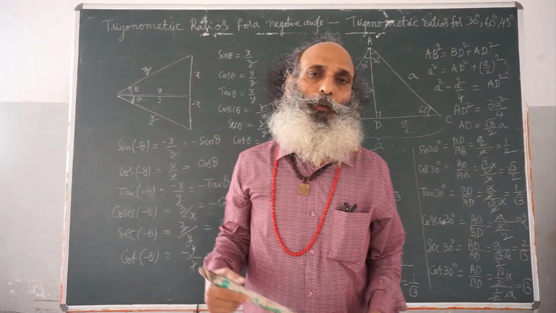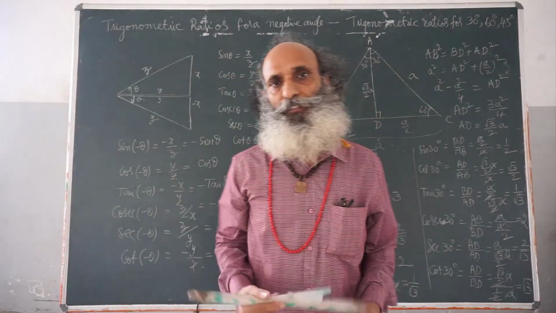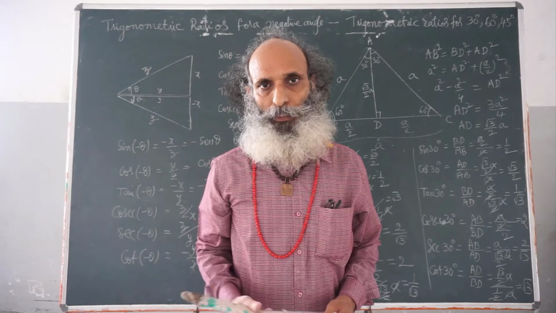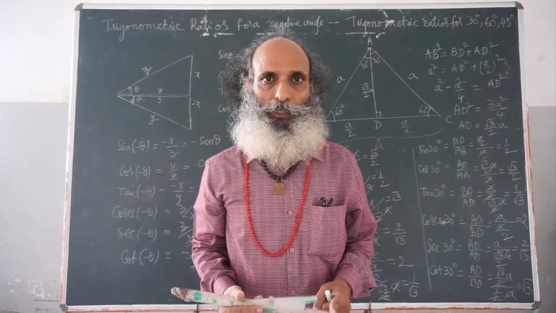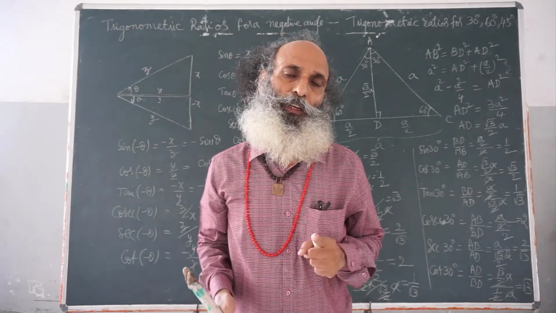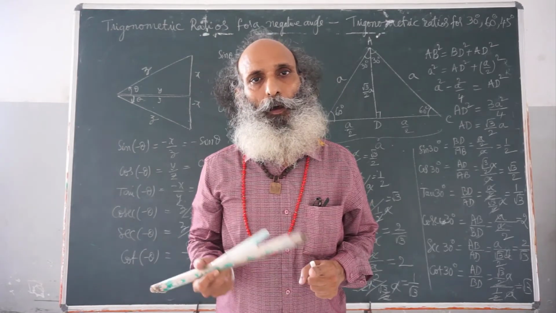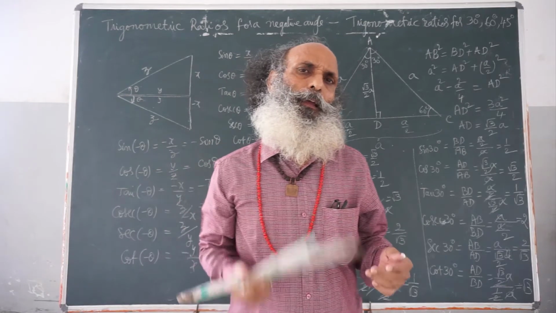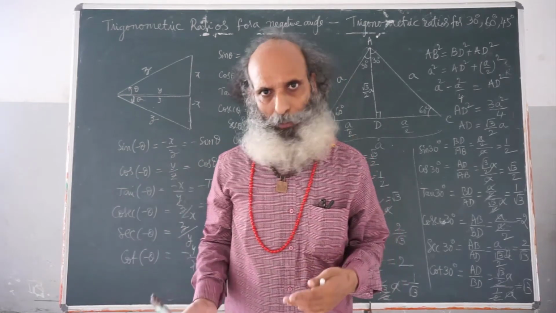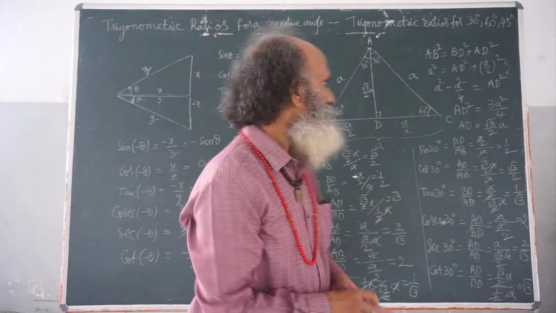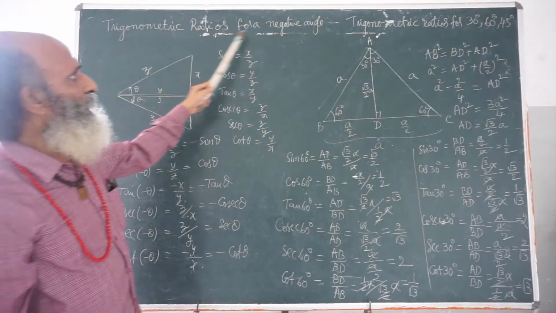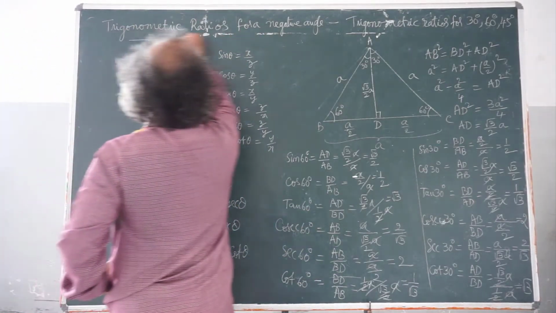So, we have learned the definitions of trigonometric ratios. Sin theta, opposite side by hypotenuse. Cos theta, adjacent side by hypotenuse. Tan theta, opposite side by adjacent side. Once we remember these three, the remaining three are the reciprocals. Now, we are going to learn about trigonometric ratios for a negative angle.